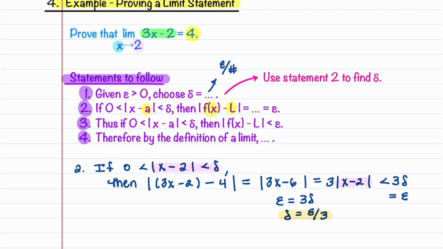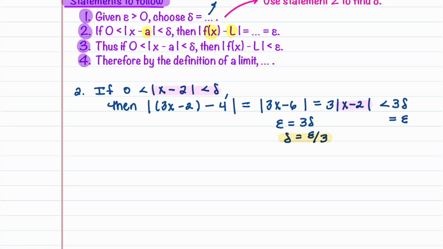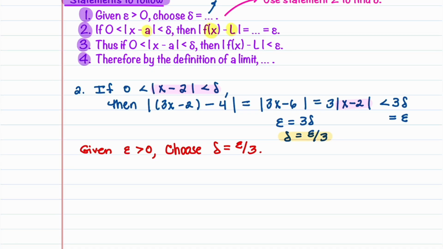Now that we know what delta is, we can go ahead and write down our proof. I'm not going to list the statements in the proof, but I am using them as a guide. Here we go. We're going to write down given epsilon is greater than 0, we're going to choose delta to be epsilon divided by 3, period.